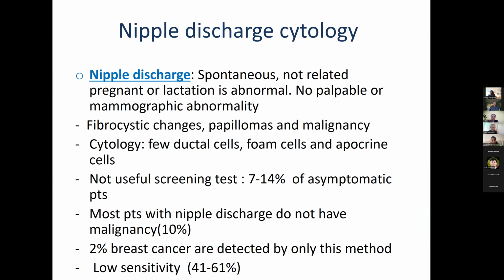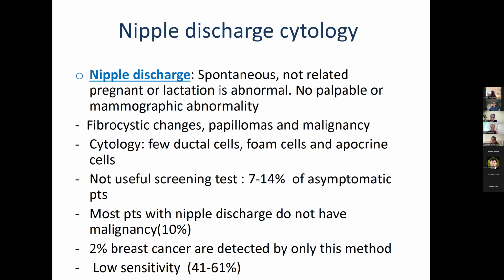So in the nipple discharge specimen, when it is spontaneous, that is not related to pregnancy or lactation, then it is something abnormal. Normally you should not have discharge from the nipple. And when you start seeing nipple discharge, it is probably related to either papilloma or fibrocystic changes or malignancy. The characteristics of the specimen would be very few, usually hypocellular. There will be foamy histiocytes and apocrine type metaplastic cells.